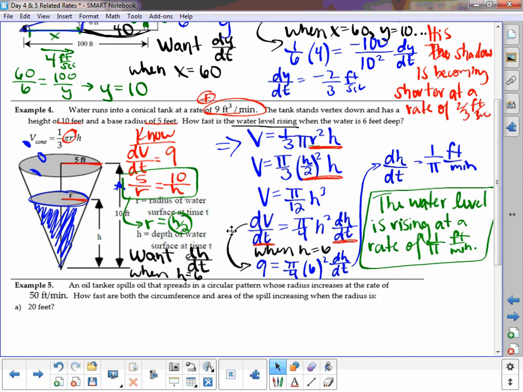Are you good with that one or no? Other questions on example 4 before we go to the next? So let's take a look at example 13b.